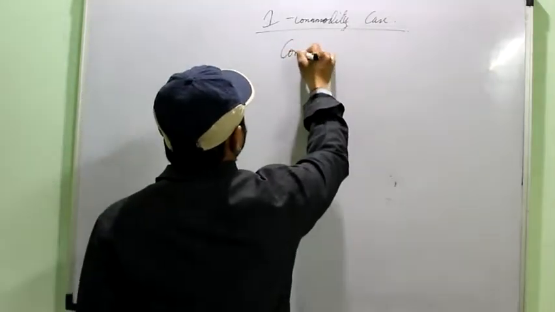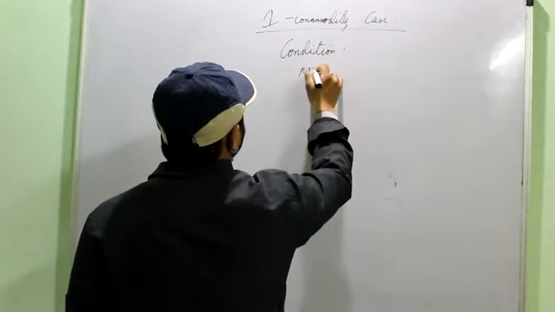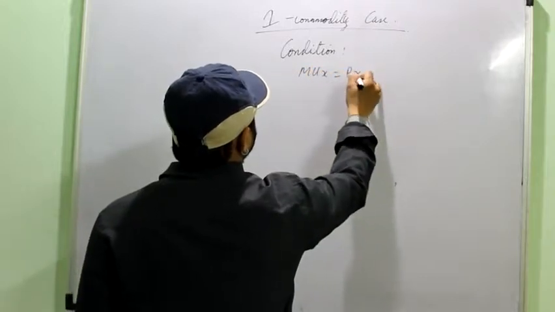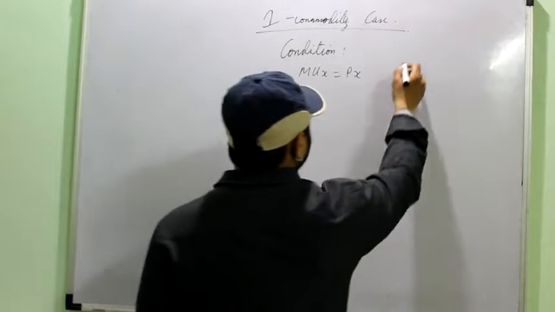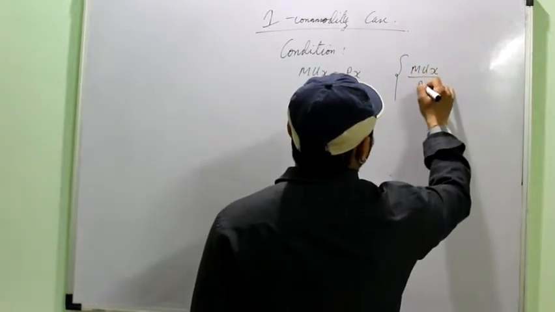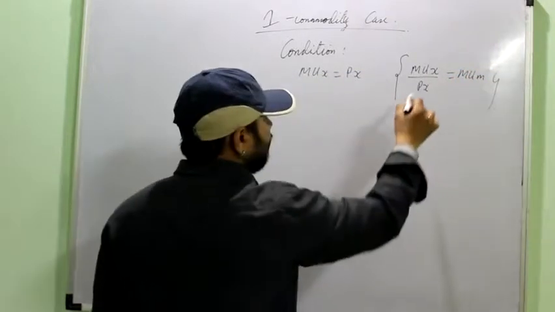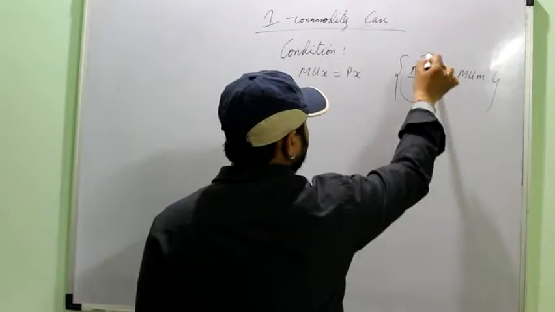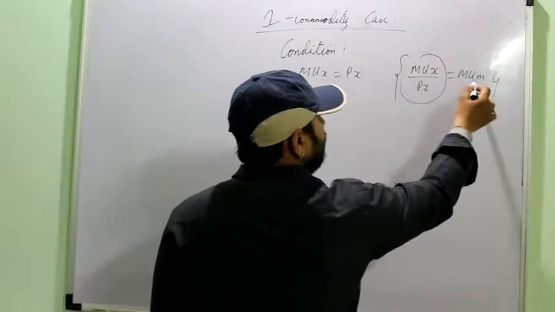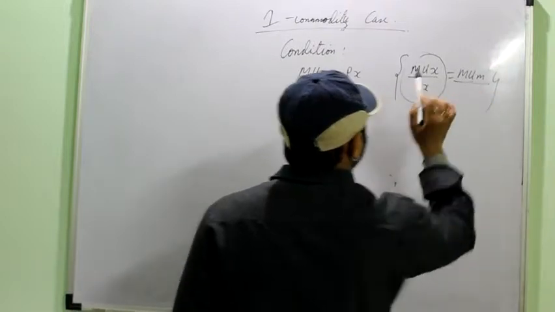The condition of equilibrium, we have only one condition in the one commodity case, is MUX equal to PX. In some of the books you will find the condition is MUX upon PX is equal to MUM. It means utility per rupee, again MUX divided by PX, you have to convert it into terms of money, marginal utility of money, and then you have to see.